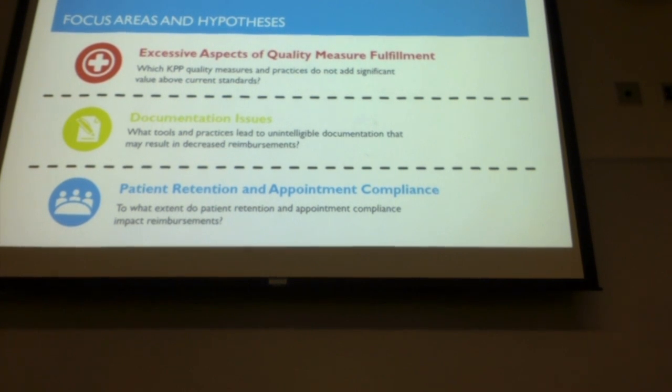So upon review and study of the quality measures and reimbursement process, we identified areas of excessive aspects, such as the documentation of nutrition and physical counseling, as mentioned before. We also noted areas of potential documentation issues where related information may be housed in different areas of the EHR, which has the potential to lead to confusion when insurers are conducting the audit for reimbursement. And lastly, we looked at patient retention and appointment compliance to see to what extent increasing appointment compliance would have an impact on reimbursements for KPP.